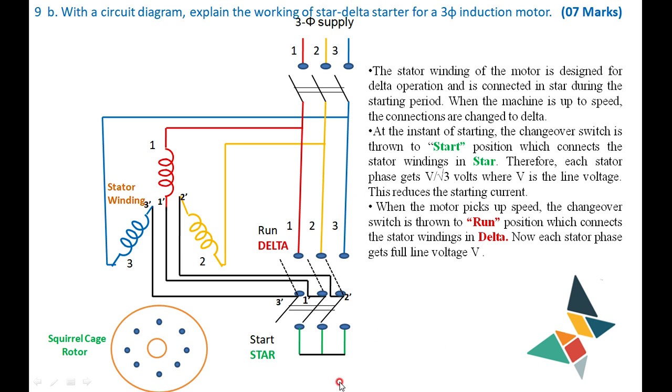Then we will analyze how exactly you are making star and delta here. See here, this 1 dash, 2 dash, 3 dash is connected here. When it is start, see here, this 3 dash is connected here, 1 dash is connected here, 2 dash is connected here. All these are short circuited, and it acts as a star. Then once the machine picks up the speed, this switch changes over to the delta connection. How exactly we are doing it, you can see here.